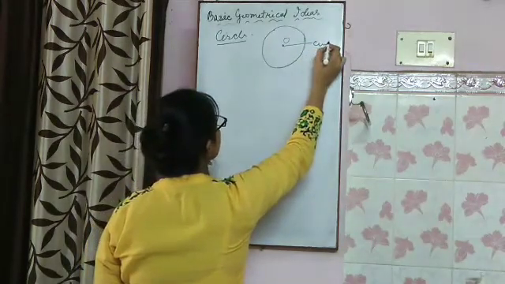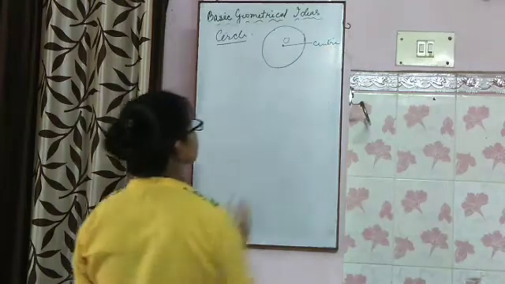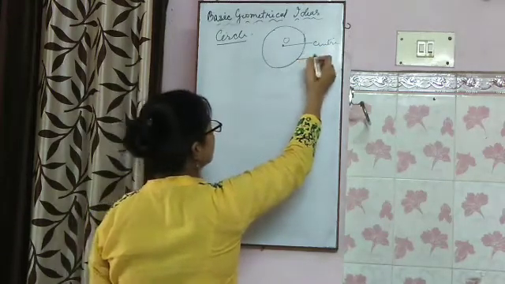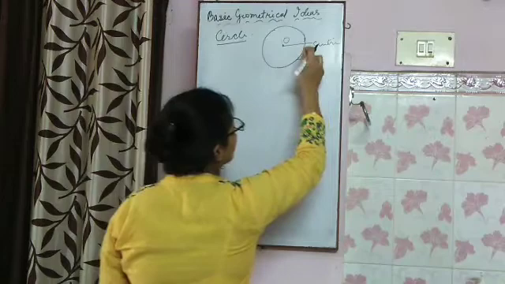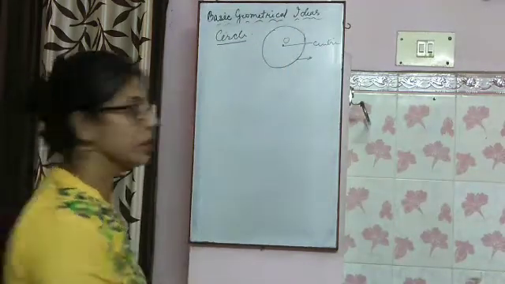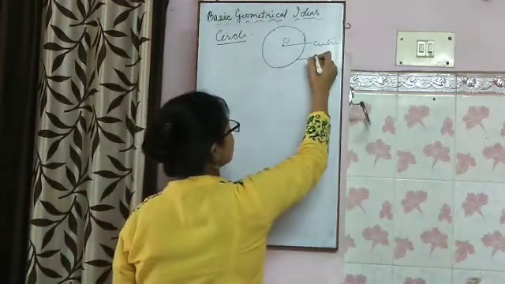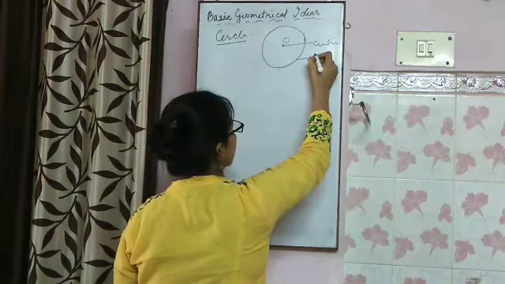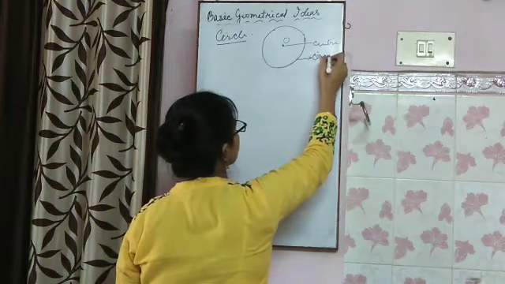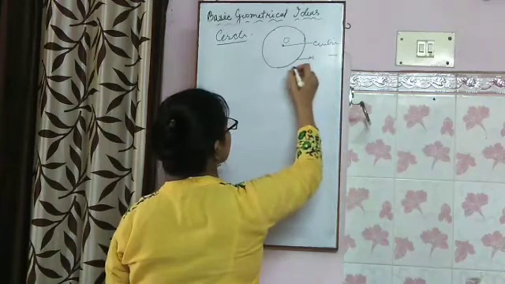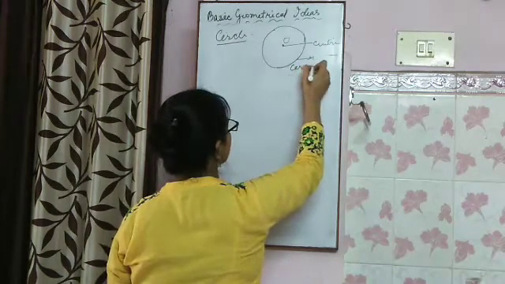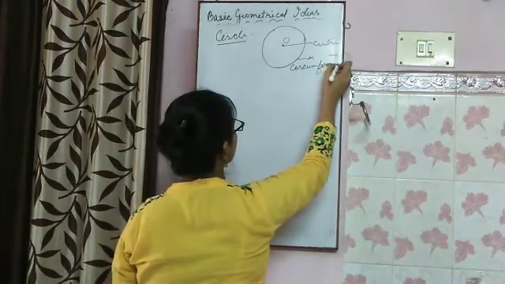It is called center. And this boundary is called, it's a perimeter, means this perimeter for the circle we call circumference.